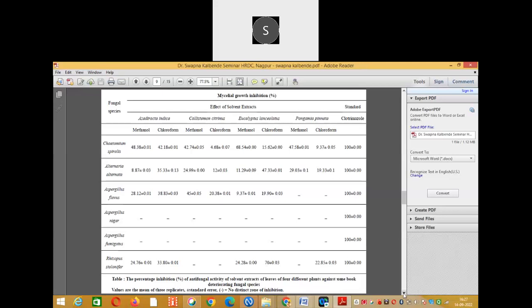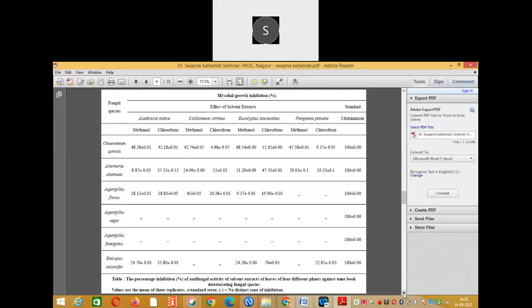And methanol extract of Eucalyptus lanceolata showed 68.54% inhibition activity, and was the only plant extract which could totally inhibit the growth of Chytomium spiralis. The strong inhibitory activity of the methanol extract of Eucalyptus lanceolata, that is 24.28% against Rhizopus stolonifer, was also noticed. In the case of Alternaria alternata, chloroform extract of Eucalyptus lanceolata showed 47.33% inhibition growth and was more effective than the rest of the plant extracts.